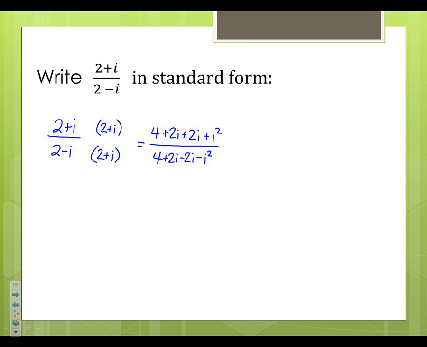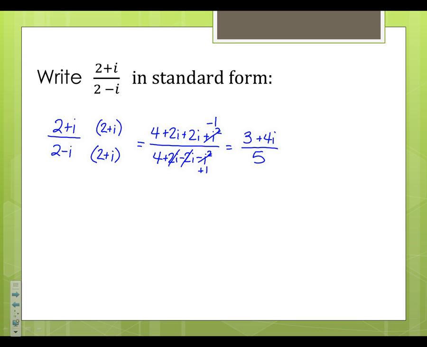Okay, start simplifying. Up on top, i squared is negative 1. So putting my like terms together, my 4 and my negative 1 give me 3. 2i and 2i give me 4i. On the bottom, again, i squared is negative 1, so my negative 1 is a positive 1. My i terms cancel. So my denominator is 4 plus 1, or 5.